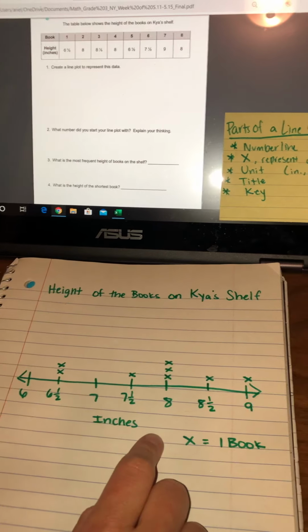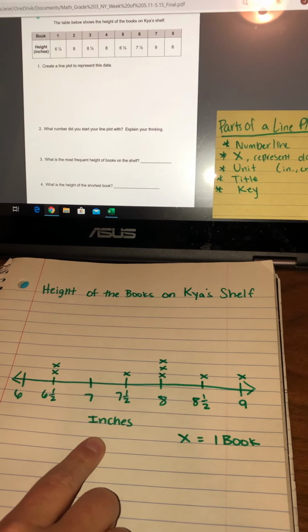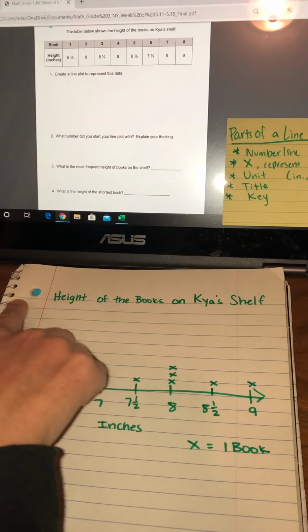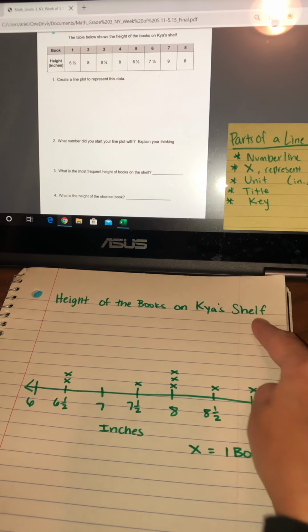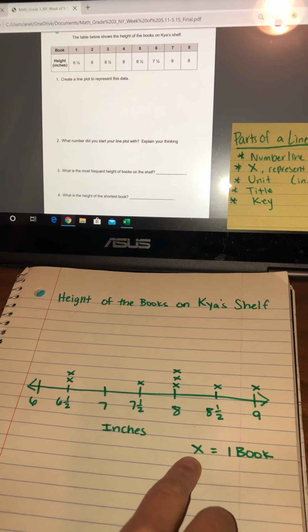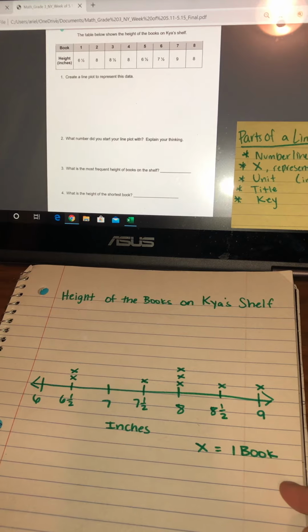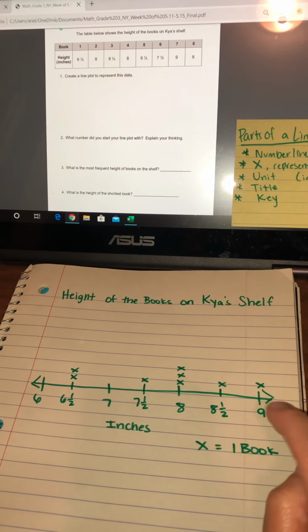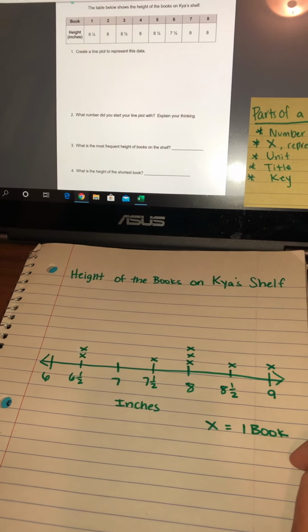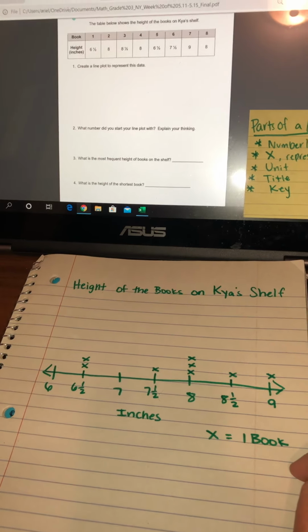I have my checklist right here. Then I have my unit, my inches, I have my title, height of books on Kay's shelf, and I have my key: 1x equals 1 book. Okay, now that I have my line plot, I'm going to answer the questions. I'm going to use it to help me.